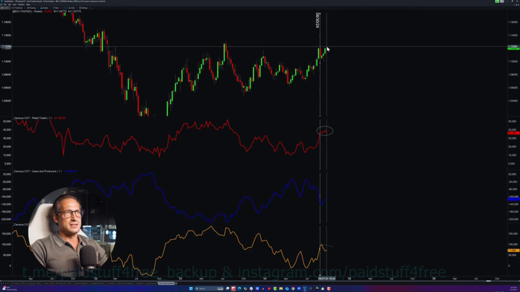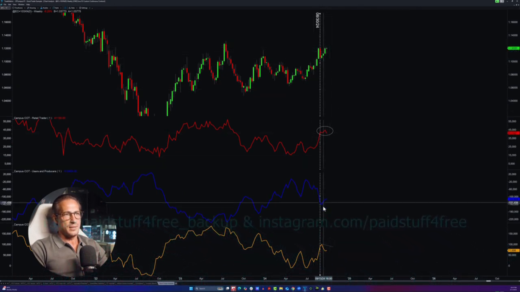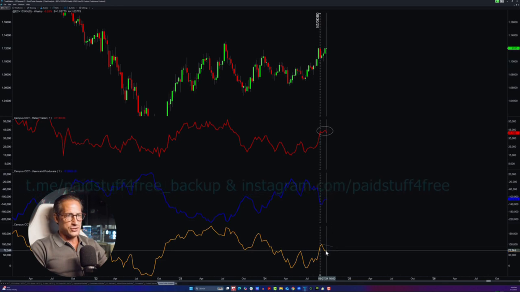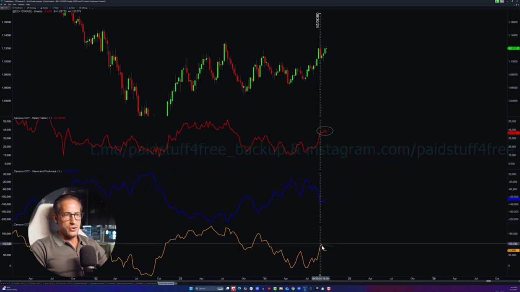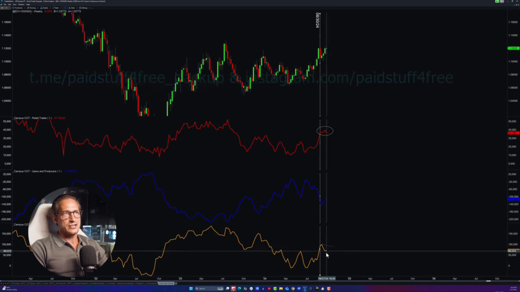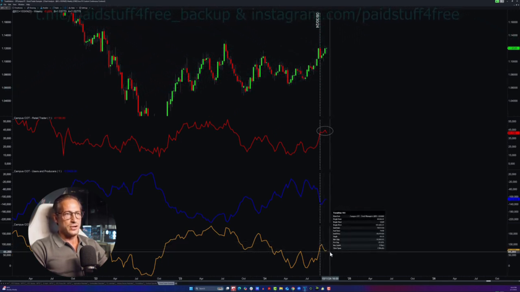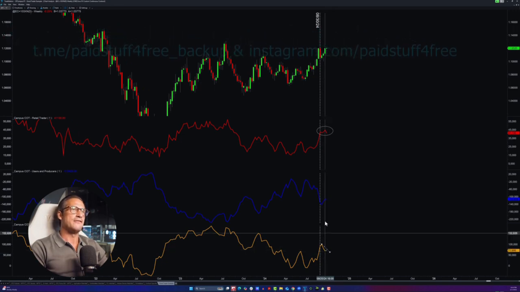Price is looking to make a new high, or at least an equal high. But look what the fund managers are doing. They are not at the same level that they were before. They're actually selling. You see that? And this is what I call, or we call, a negative divergence.